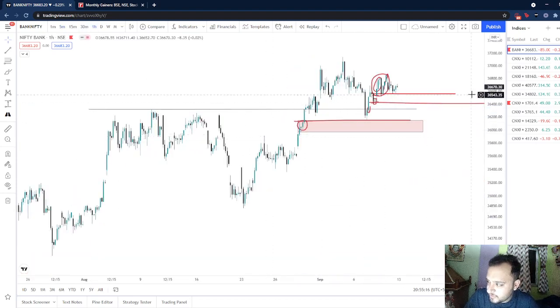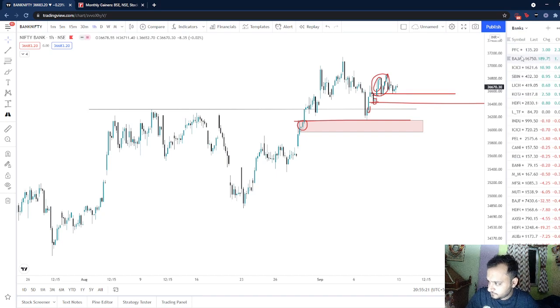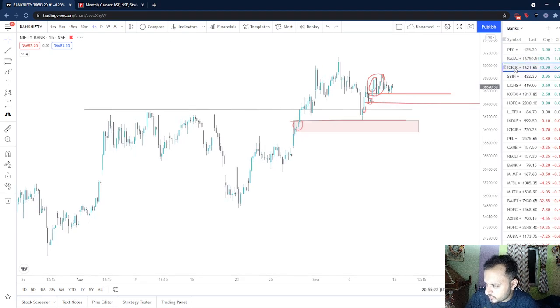Alright, so Nifty Bank will be a sector which is on my watch. If I check out some banks, let's see what banks we've got here.